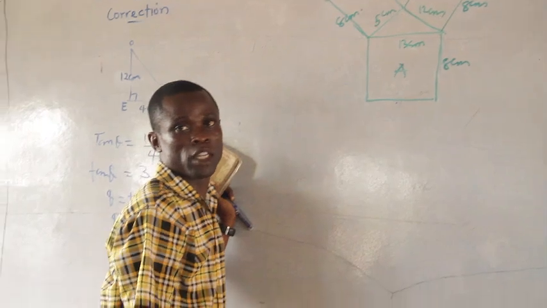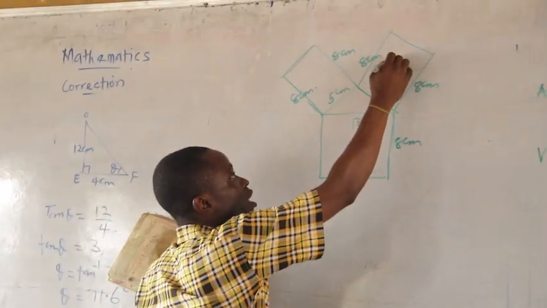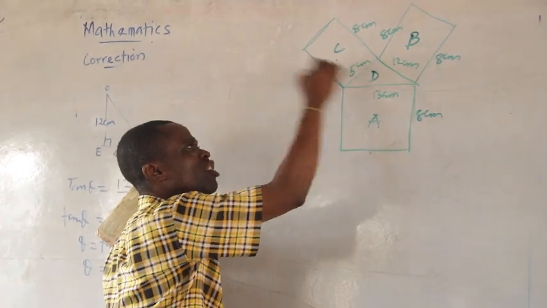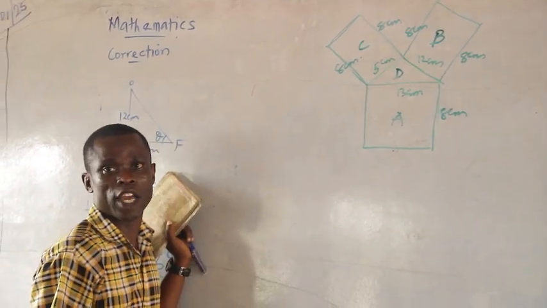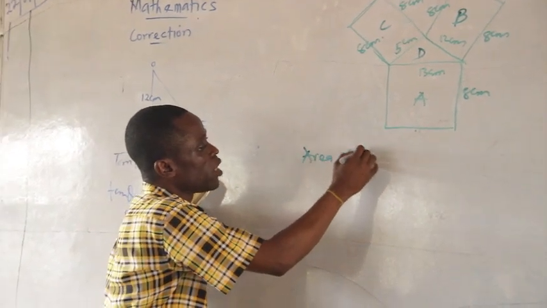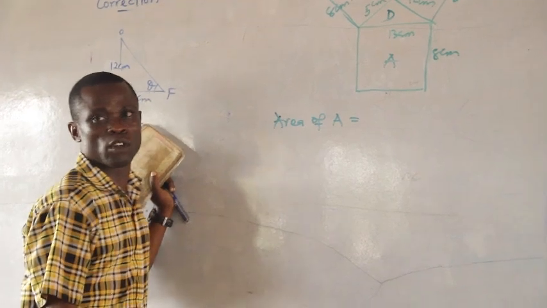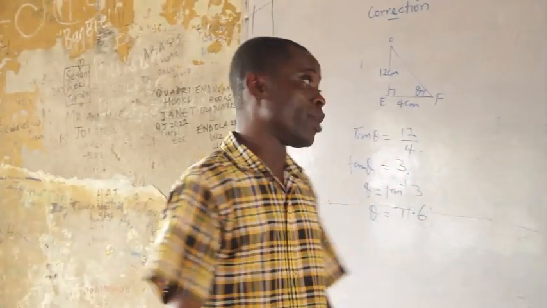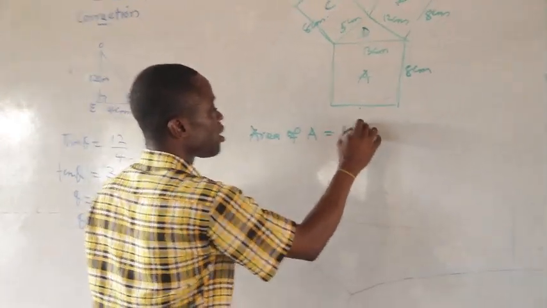So let me just label each one of them with what? A letter. Area of B and area of what? C. Then I can even call this one D. That is area of that triangle. So area of A, where that A is a rectangle. And what is the area of the rectangle? Length times breadth. Area of a rectangle is length times breadth.